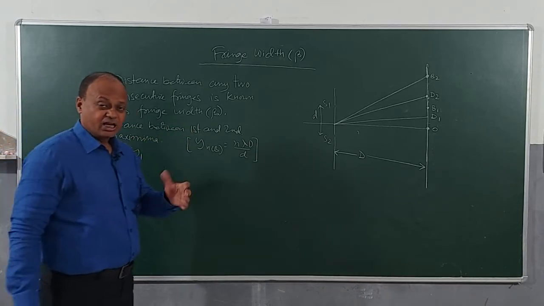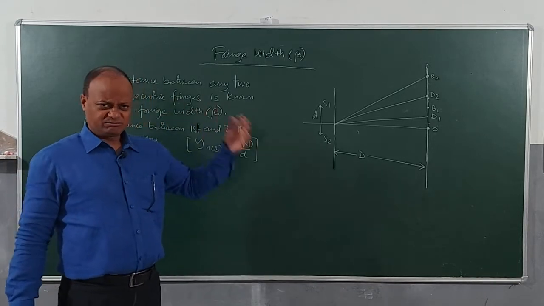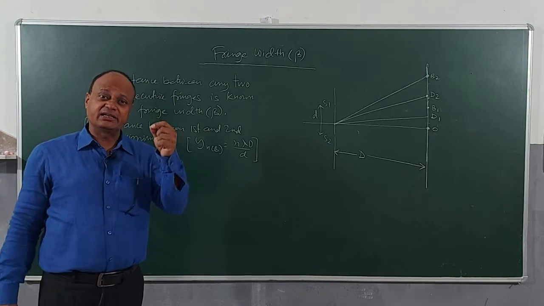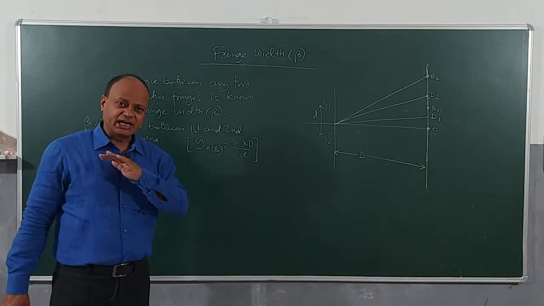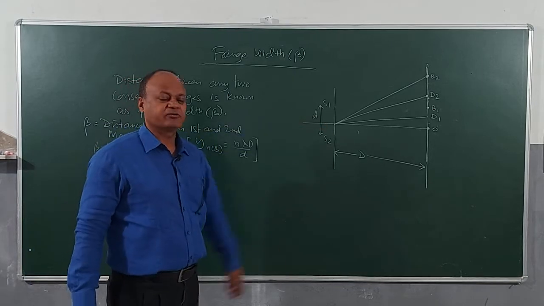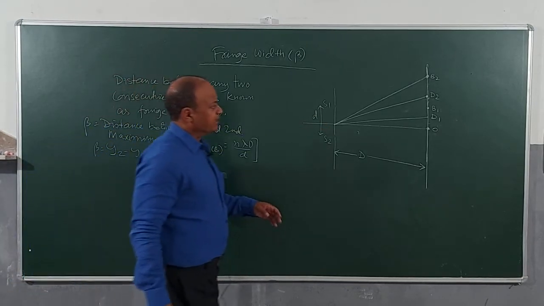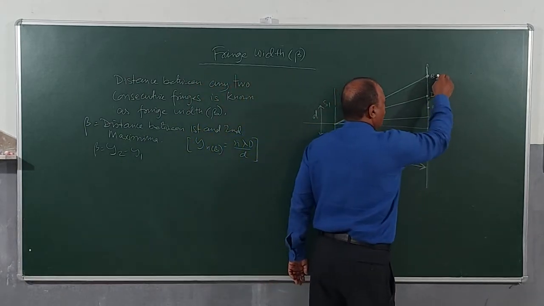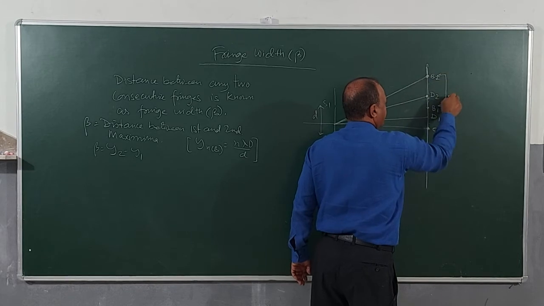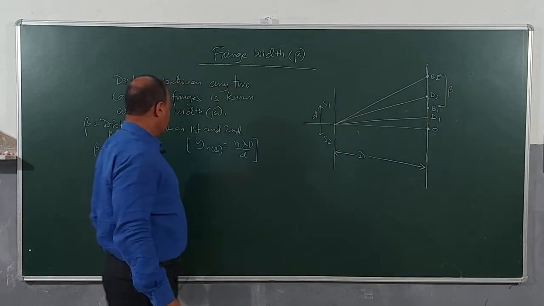Now, you may ask, why have I taken only first and second? I can take in fact second and third, and fourth and fifth. I can take any two consecutive fringes. I can take nth and (n minus 1)th also. For the sake of convenience and to demonstrate easily on the board, I am taking the first and the second maxima, meaning I am trying to find out how much this distance is, and this distance is beta for bright fringes.